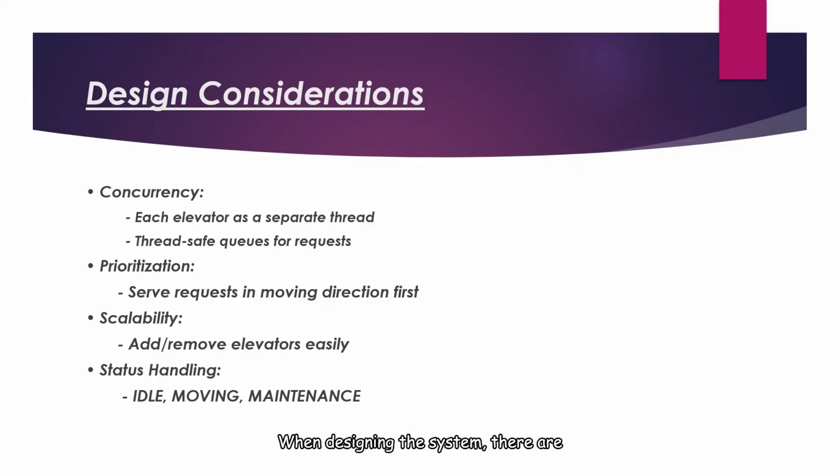When designing the system, there are several important considerations. Concurrency. Elevators should run in parallel, so each elevator should be on its own thread. This enables the system to handle multiple requests at once without delay. Prioritization. Elevators should prioritize requests based on their direction and proximity. If an elevator is moving in the opposite direction of the request, it can delay servicing that request.